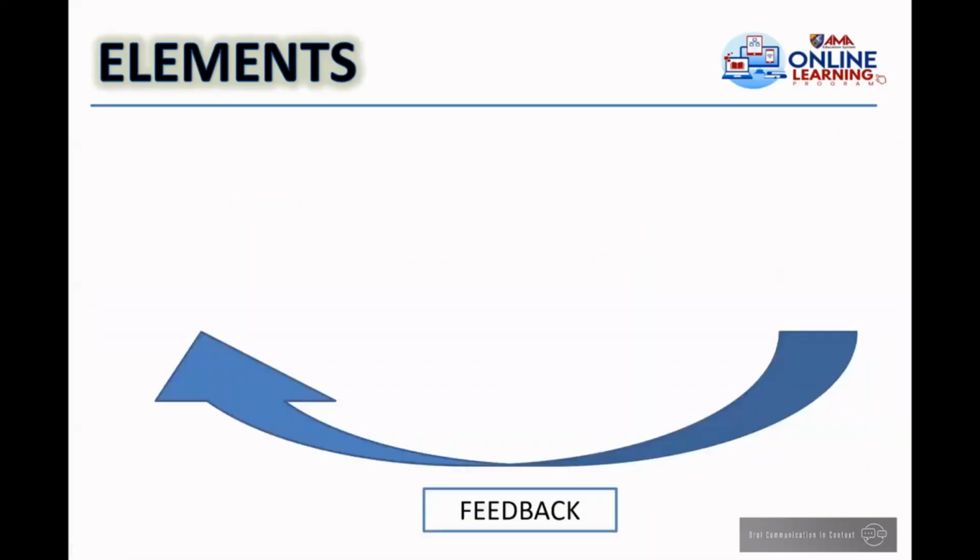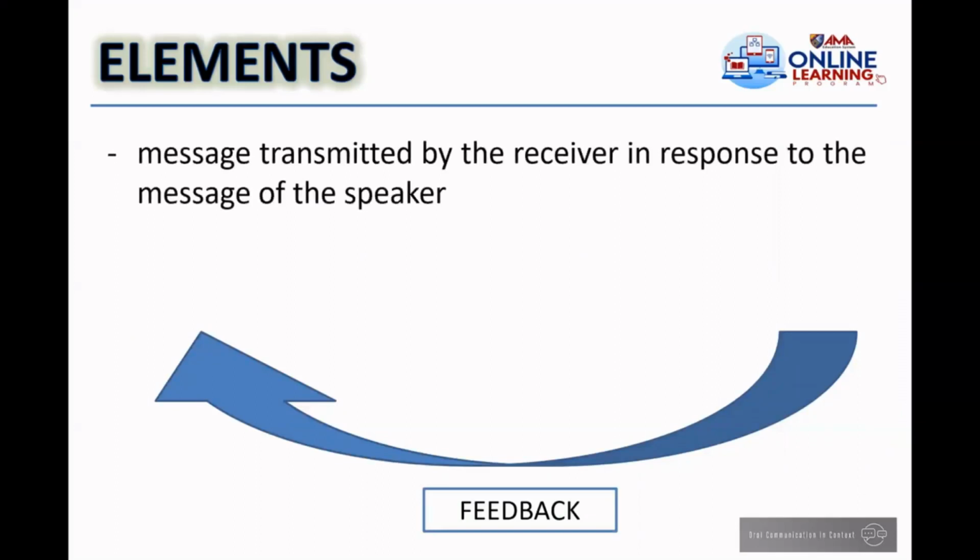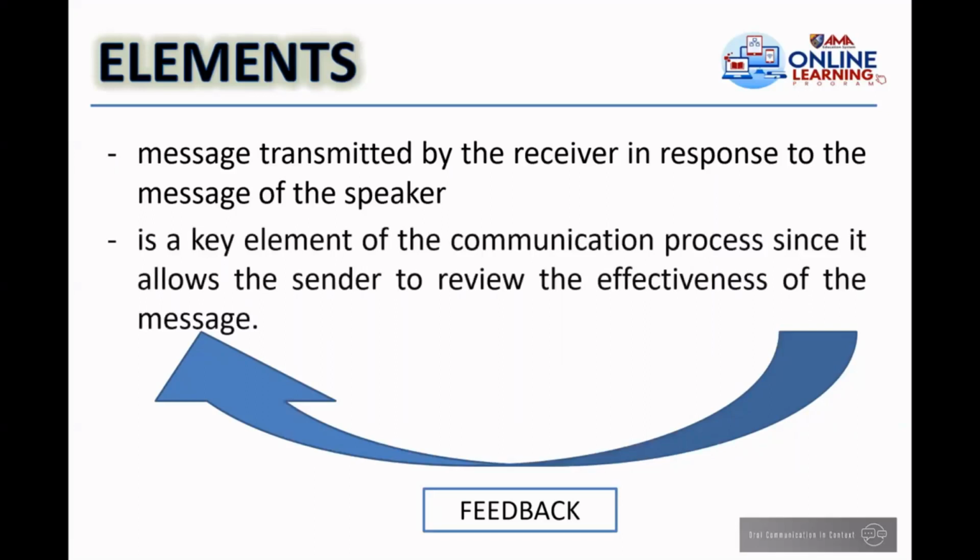Let's go to the fifth element, the feedback. The feedback is given by the receiver in response to the message given by the sender. The feedback is the message transmitted by the receiver in response to the message of the speaker. It is a key element of the communication process since it allows the sender to review the effectiveness of the message. Examples of feedback are written or spoken comments, a smile, a nod, a thumbs up, and others.